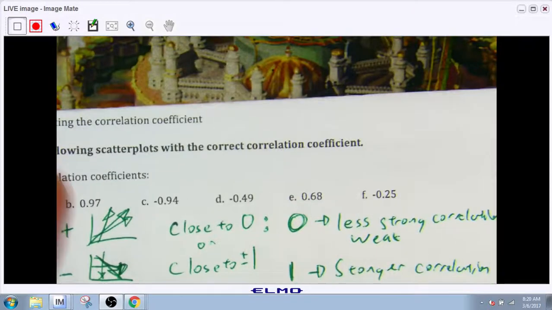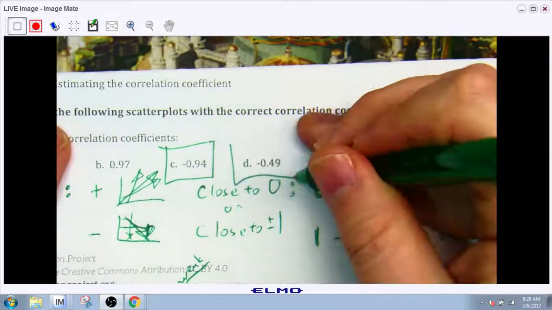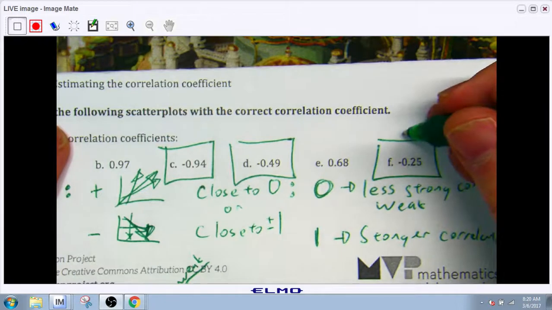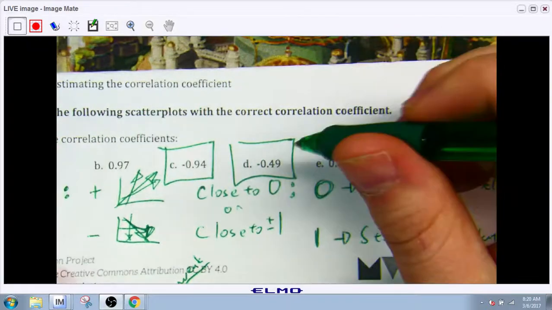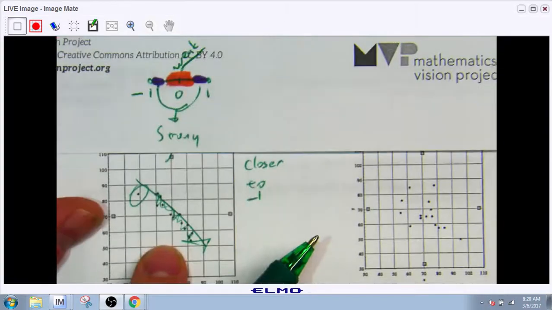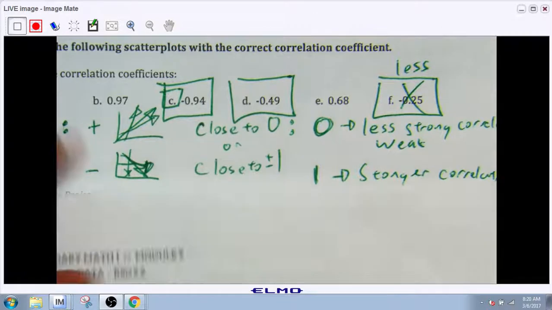So when I look at my possible options, I see I have 3 negative correlation coefficients. I have a negative 0.94, a negative 0.49, and a negative 0.25. This would be less strong, so I'm going to eliminate that. This would be kind of medium strong, and this one is almost a straight line. I would say that this is very strong, so I would say that the answer would be C. Almost a perfect negative correlation, negative 0.94. So that would be my answer there, C.